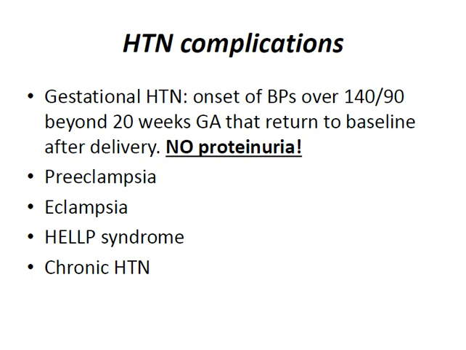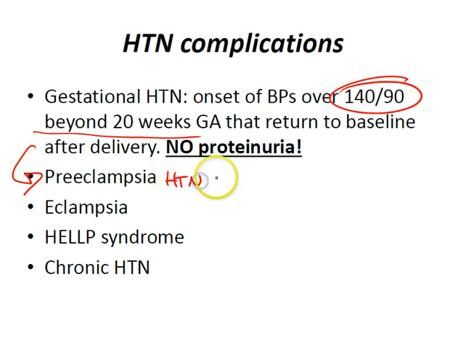Now, gestational hypertension is defined as the onset of blood pressures over 140 over 90 beyond 20 weeks gestation, that return to baseline after delivery, and remember, there is no protein in the urine. These patients can be managed expectantly, but are at an increased risk for developing what? Preeclampsia, which is defined clinically as hypertension plus proteinuria, with or without edema, which develops during the third trimester.